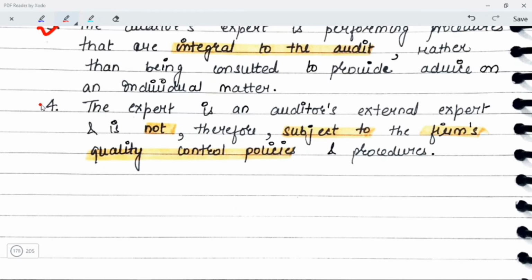Right. Next, the expert is an auditor's external expert and is not therefore subject to the firm's quality control policies and procedures. तो हो सकता है वो उतनी अच्छे से quality ensure ना करे, काम अच्छे से ना करे, तो इसीलिए you need to extend your procedures. So that's about it. SA 620.